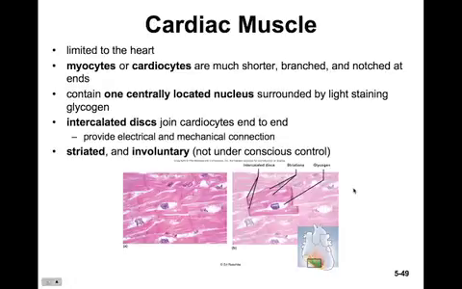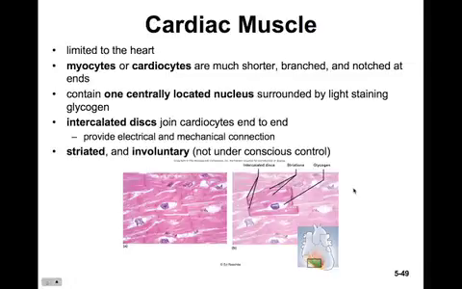Cardiac muscle is limited just to the heart. The myocytes, the muscle cells, are called cardiocytes. They're much shorter and they're branched. They're notched at each end, and they contain one centrally located nucleus. These cells are joined by intercalated discs, and this provides a means for electrical stimulation to pass from one cell to the other. They are also striated, but they're involuntary, so not under conscious control.